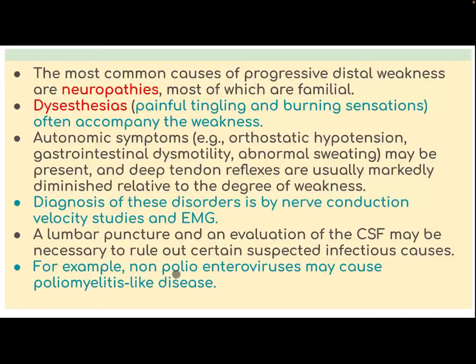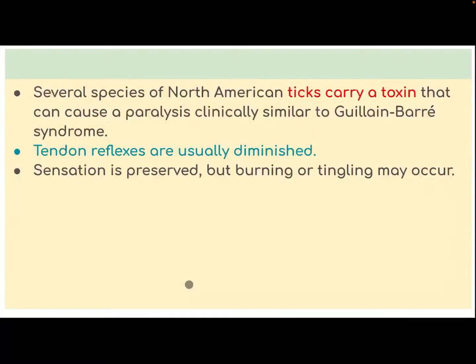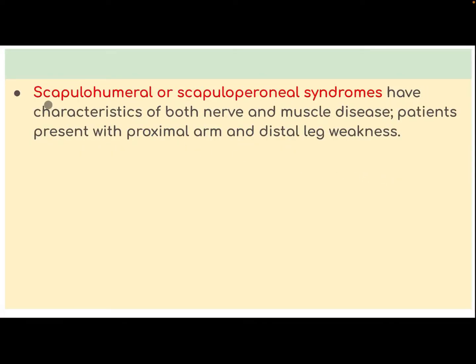For example, non-polio enterovirus may cause poliomyelitis-like disease. Several species of North American tick carry a toxin that can cause a paralysis clinically similar to Guillain-Barré syndrome. Tendon reflexes are usually diminished, sensation is preserved, but burning or tingling may occur. Scapulohumeral or scapuloperoneal syndrome have characteristics of both nerve and muscle disease. Patients present with proximal arm and distal leg weakness.